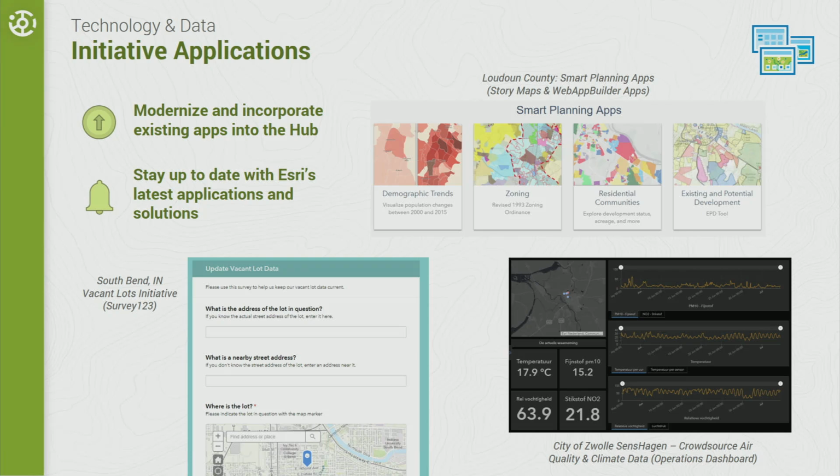Of course, there's Operations Dashboard. This one's from the city of Zwolle for their air quality and climate data crowdsourcing initiative, and we have story maps, web app builders. This over here is South Bend, Indiana had a vacant lots initiative, and they actually put a Survey123 out that asked people, if you see a vacant lot that we don't have, put it into the system. This is crowdsourcing data from the citizens, one of the least used ways of community engagement that governments use today. So it's really important to get these kind of tools going that you can interact with the citizens with, and you can get this data from them that you wouldn't normally receive.